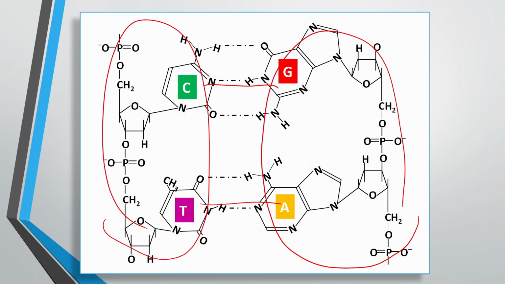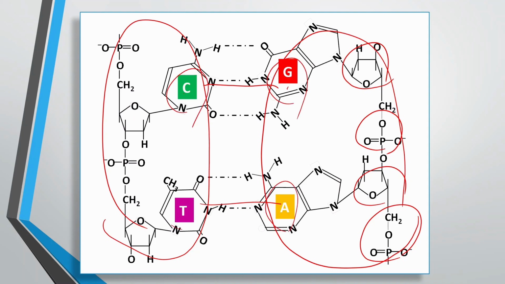And then we have the sugars and phosphates creating the vertical backbone part of the ladder. And then the bases are sticking out in the middle, creating the rungs. So in the backbone, we have alternating sugar, phosphate, sugar, phosphate. See that? And in the rungs, we have the bases, G's and C's, and then A's and T's bonded together. Okay?